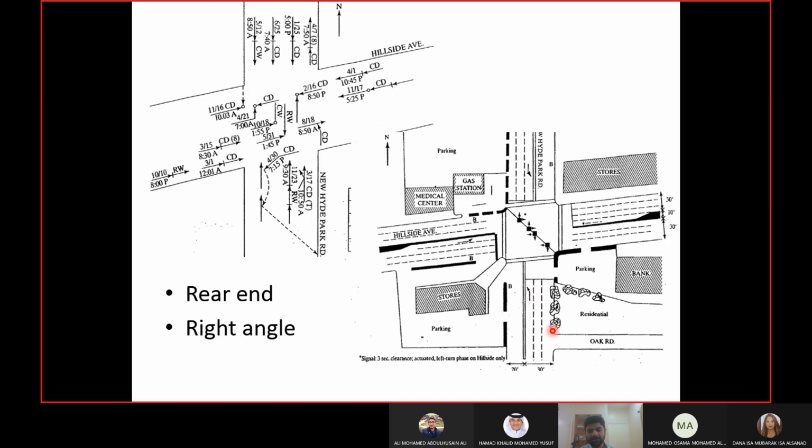You can see there may be some roadside obstructions. For example, you can see some trees here. You can see this corner of the building here. One more reason for obstructing your line of sight can be these exits which are from the parking areas.